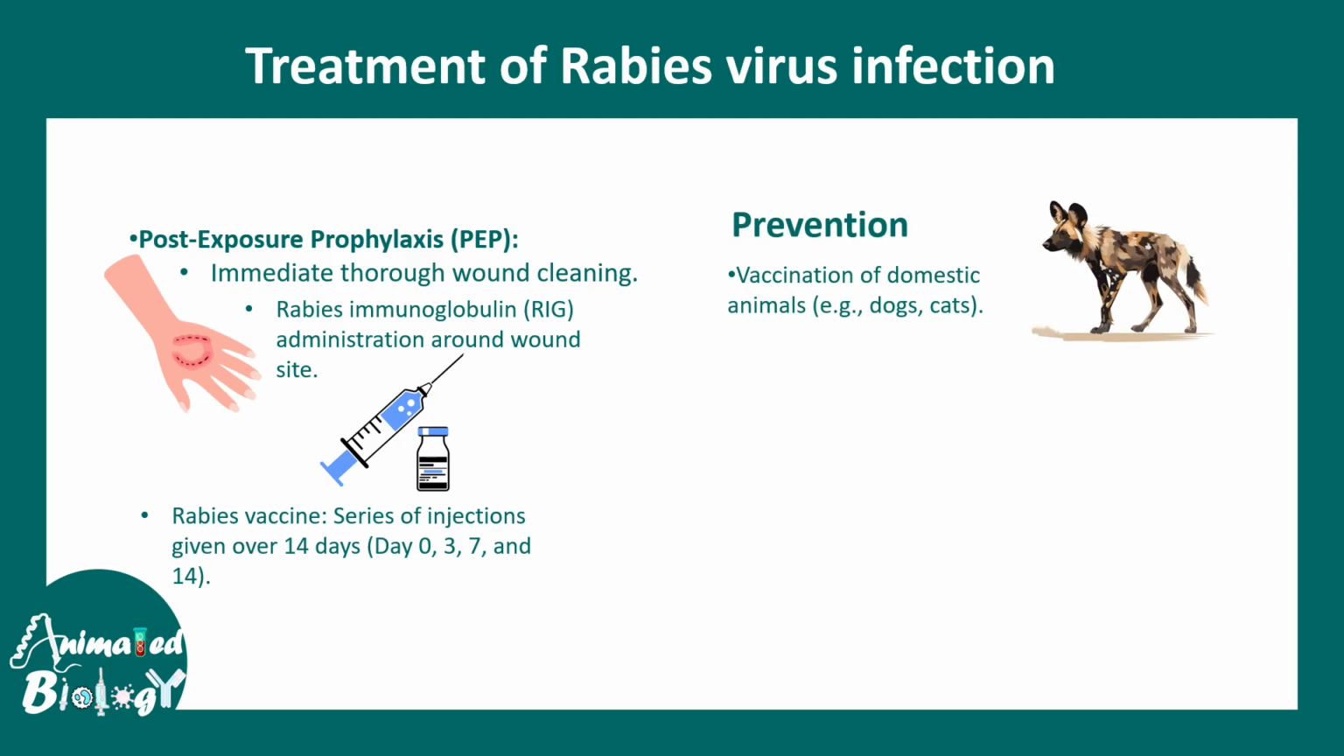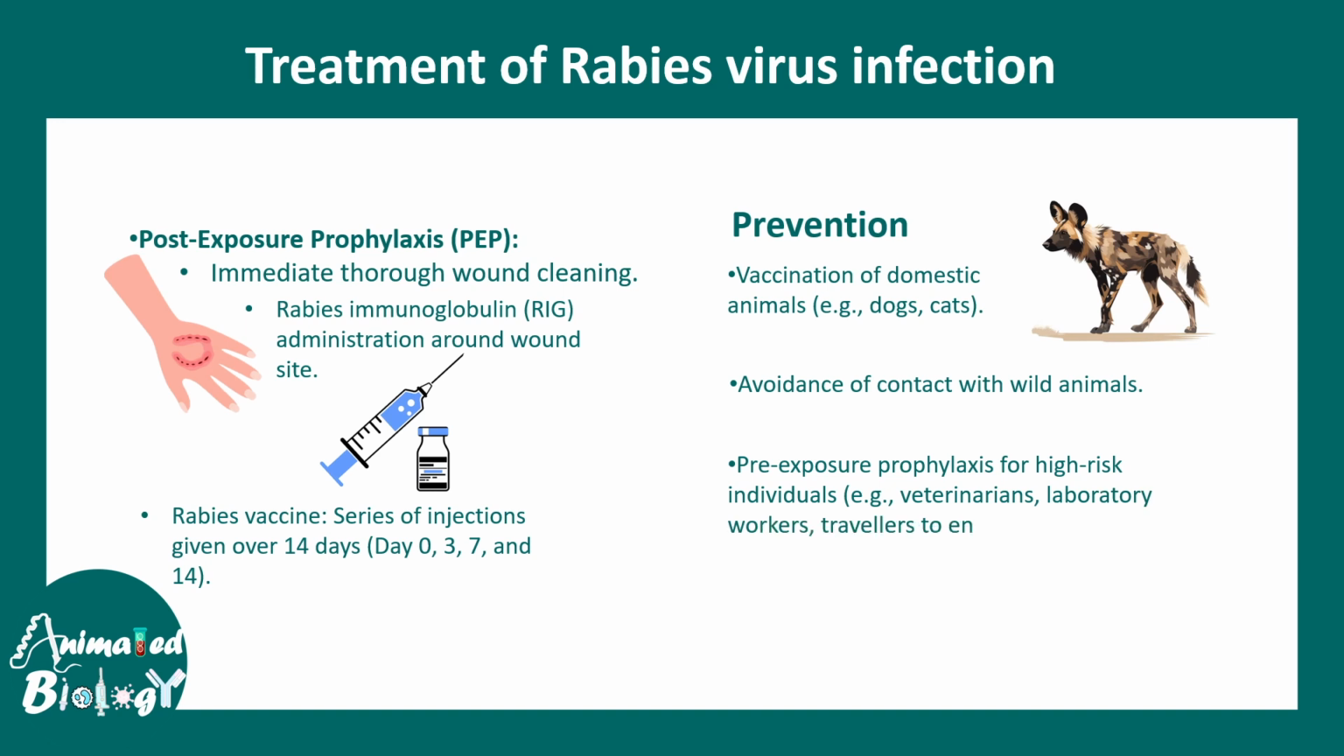So prevention is always better than cure. So vaccination of dogs is important. Avoiding wild animals is important. Pre-exposure prophylaxis is also important for people such as veterinarians or researchers who are actively working with mice or bats, etc. So I hope this video was useful.